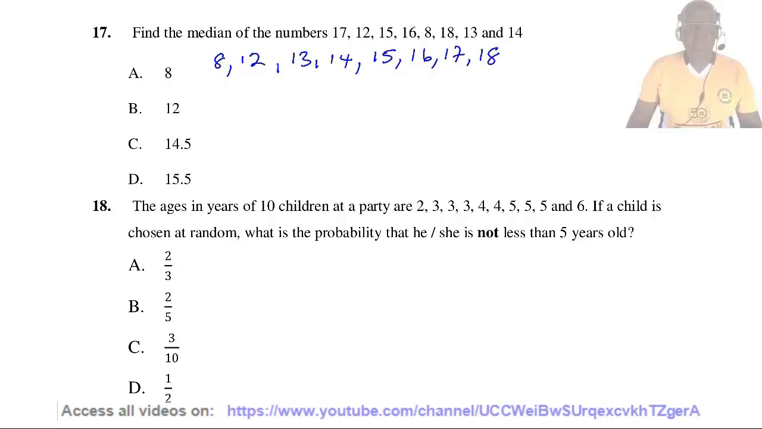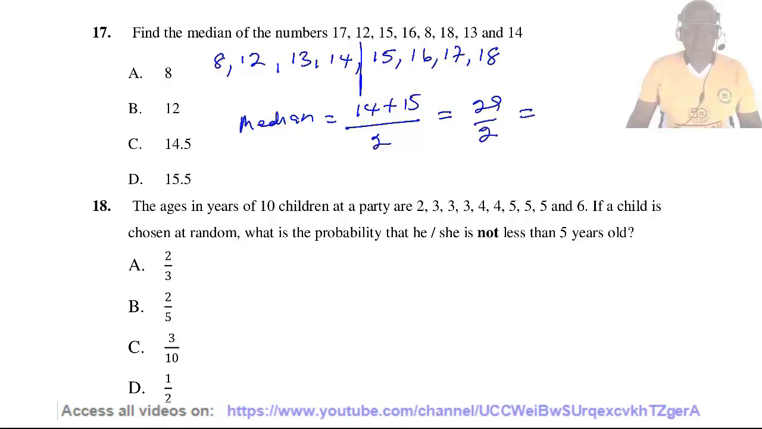There are 8 numbers. The center is located between 14 and 15. So the median equals 14 plus 15 divided by 2, which equals 29 divided by 2, which equals 14.5. So the answer is C.